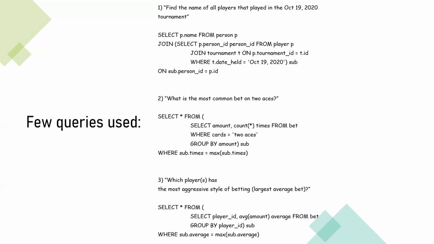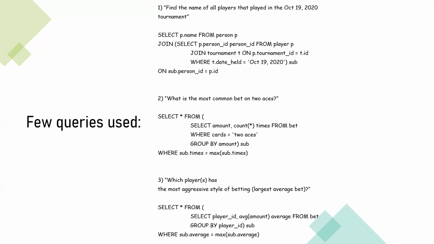Since we are talking about the bet, it is in terms of money. So we're grouping the ace cards with the help of amount, that is the common amount that has been placed on the ace card, where a sub times is max sub times. This statement is for the maximum number of bets placed on that.